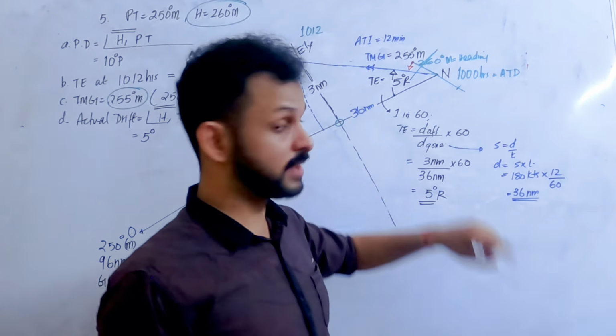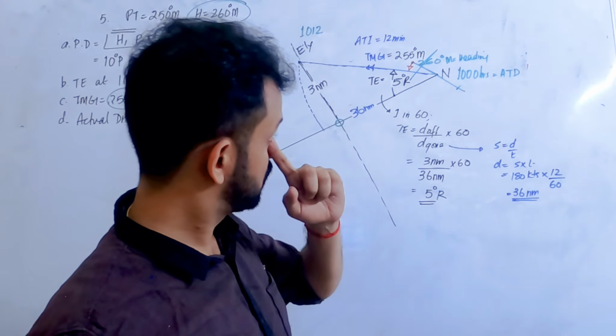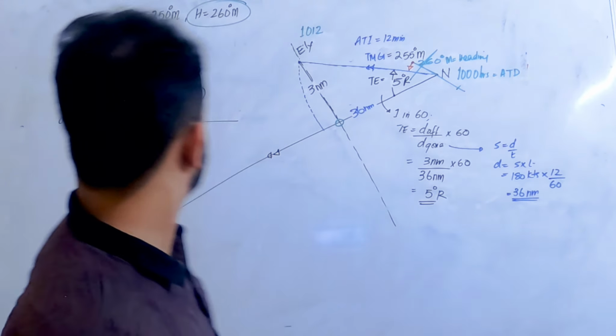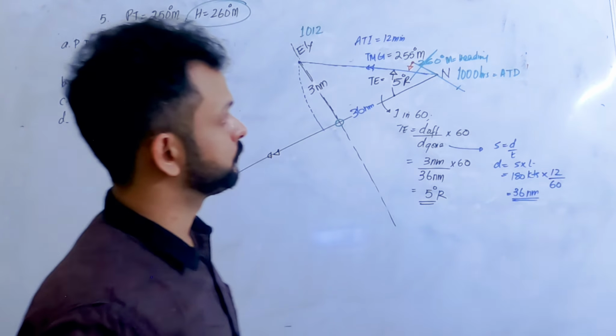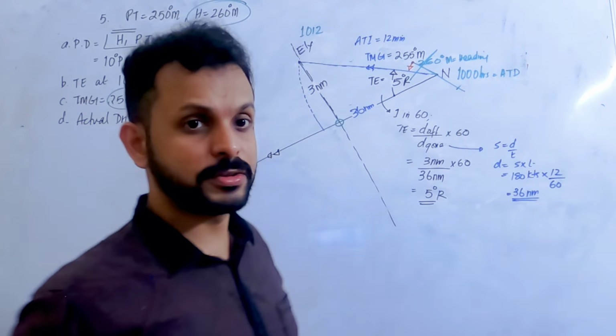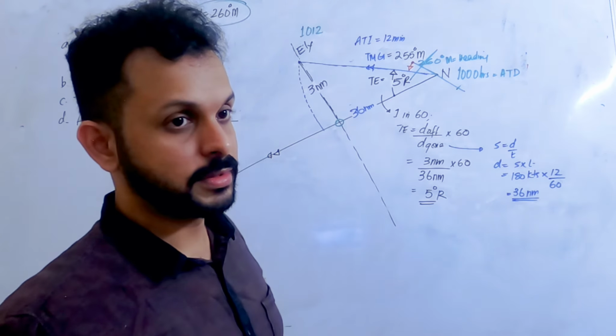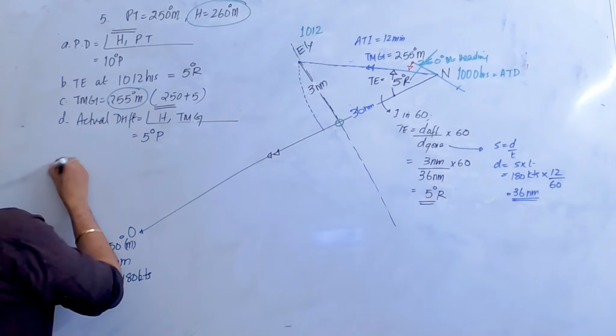Left. Why is it left? Left is port. Yeah, but why is it port? Since 260 is greater and 255 will be... Yeah, so your track is towards the port of the heading. Right? Perfect. Yes. Now E.